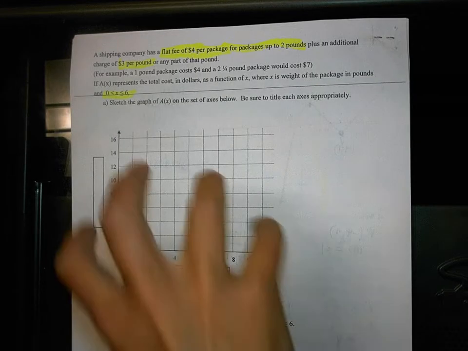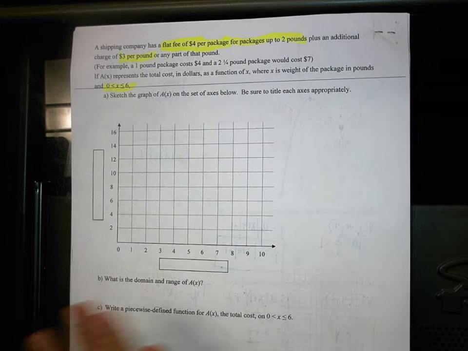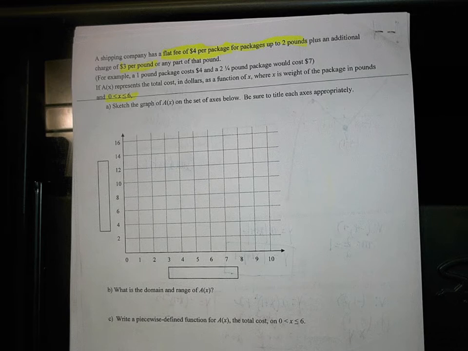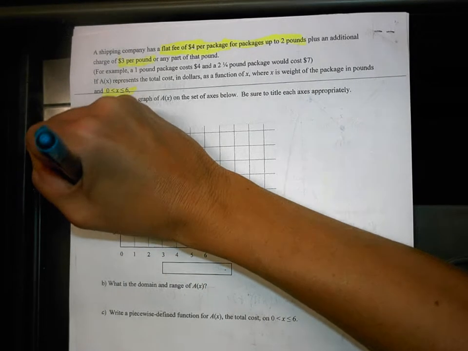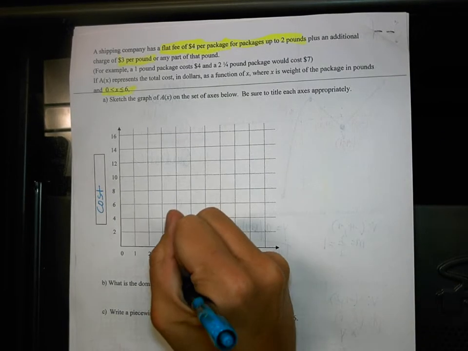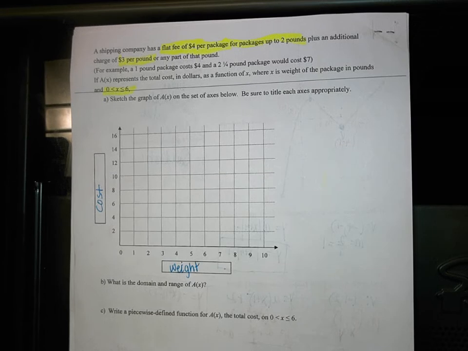Right here, title the axes. What do you think is going to be labeled? So we have money and we have, what's the other thing? Pounds. Okay, or cost and pounds. What's going to go where? What do you think? Very good. Your cost is what is going on the y-axis, and your weight or pounds is what is going on the x-axis. And so it's important to always label those.